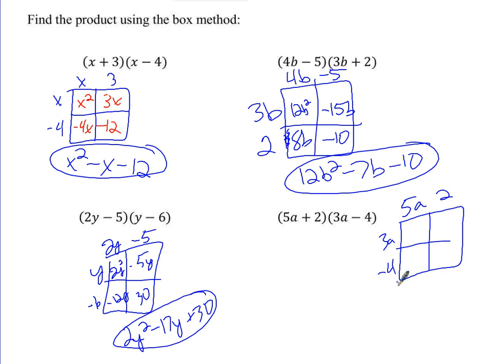Okay, now before we go on, does it matter if I put the 5a and the 2 on the top? Can I put the 3a and the negative 4 on the top? Yes, I can. It'll just trade around where those terms wind up in the box, and that's perfectly fine. I'll still be able to combine like terms, and I'll get the same answer. Okay? So, what do we get inside?